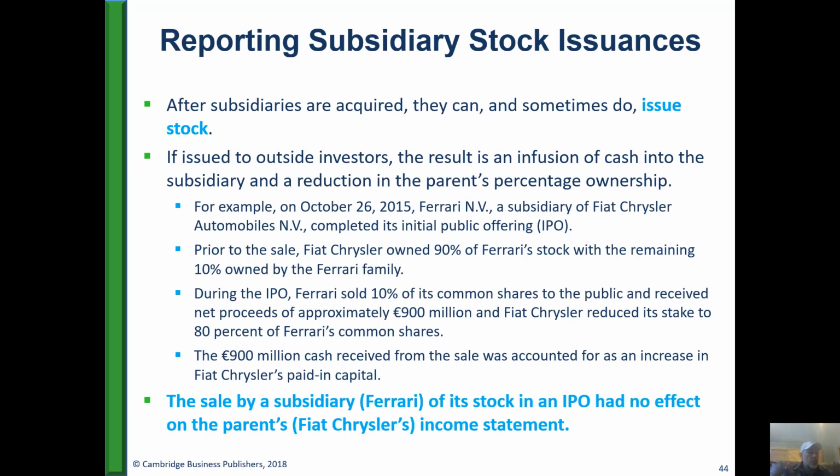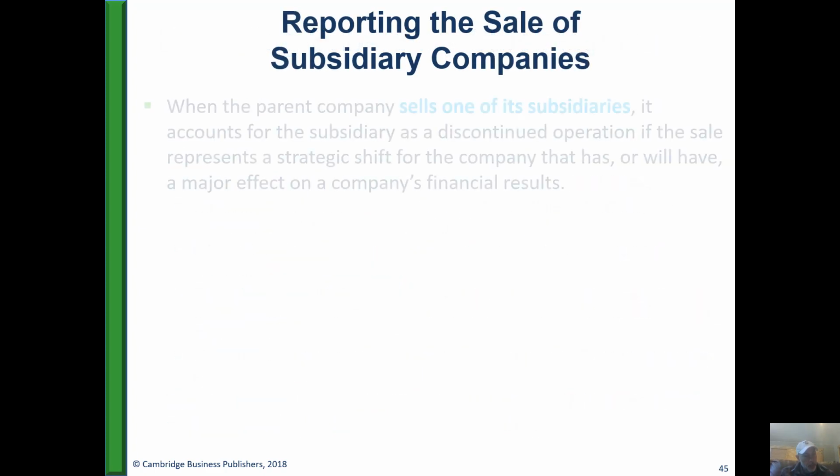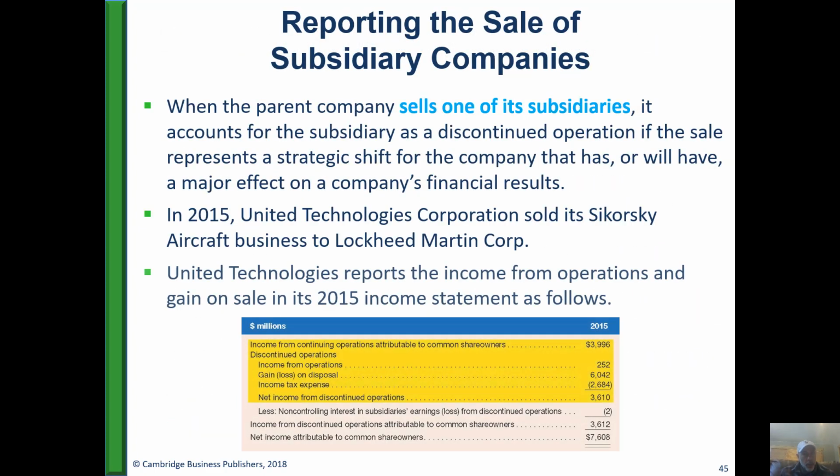Okay, some issues in reporting subsidiary stock. Let me check my notes here and see if I really had any. I didn't really have any color to put on this slide, so I'm just going to move on. Reporting of sale of subsidiary companies. We've covered this already. I would just note that in the bottom there, that gain or loss on disposal of securities is going to show up underneath the discontinued operations, so be on the lookout for that.